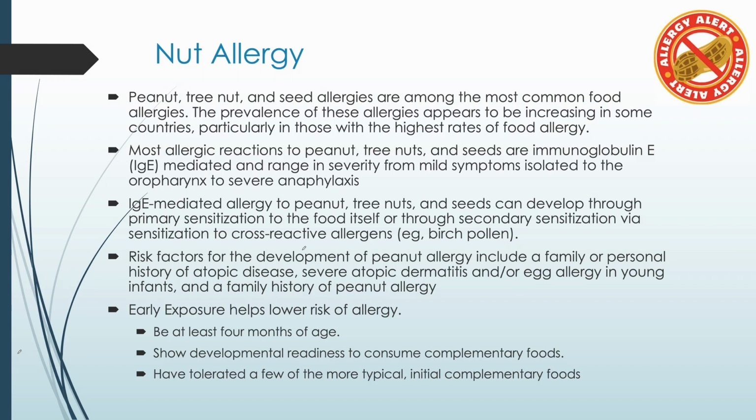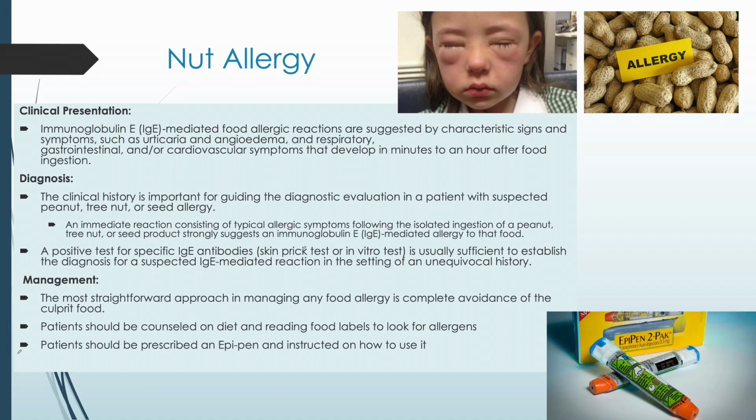So I know the pediatric recommendations are always changing. And the last time I checked, it was 2 years of age when you start introducing it. But I know there is evidence to start introducing nuts at a younger age now. So IgE-mediated food allergic reactions have characteristic features: urticaria, angioedema, respiratory, GI, cardiovascular symptoms, and it's usually pretty quickly after eating or being exposed to the allergen in the nut.